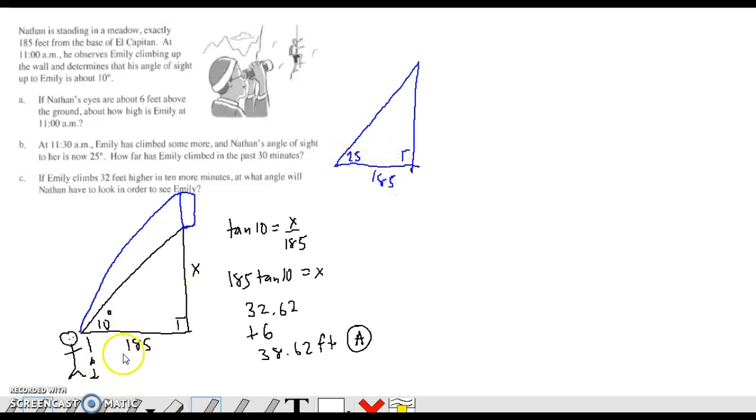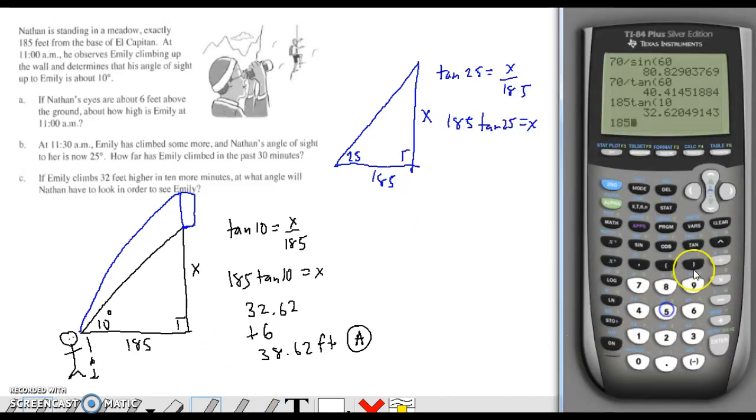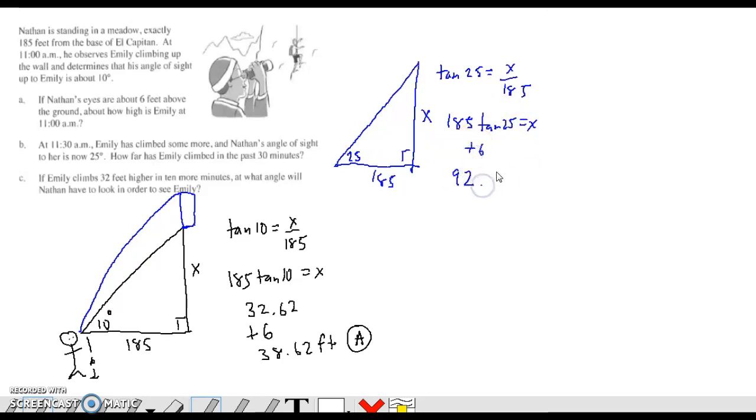185. Again, I know that I have to add in the 6. So this will become tan of 25 is equal to X over 185. So we're going to plug that into my calculator. So 185 tan of 25 degrees. So I get 86.27. Again, I have to add 6 to that. So I get 92.26 feet. And again, this is a rough estimate.